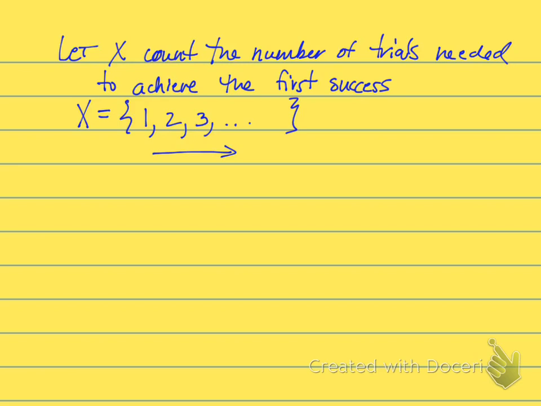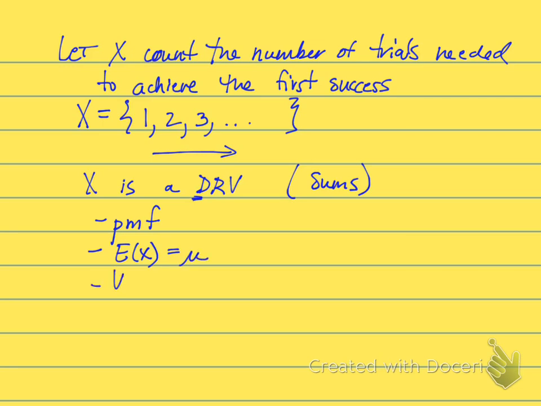So let's now see if we can construct this. We see again that x is a discrete random variable. It is not finite like with the binomial, but it is countable, enumerable. It is a discrete random variable. Again, that means sums are involved, not integrals. Just like before, we want to be able to find the probability mass function. Because it's discrete, we should be able to find the expected value, that is the mean, and we should be able to talk about the variance of our random variable x.